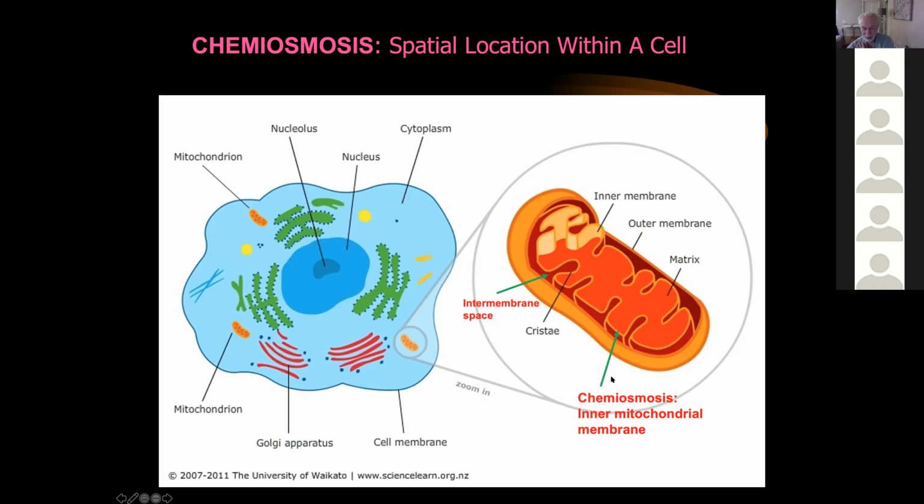And chemiosmosis occurs across this inner mitochondrial membrane. That's where the proton gradient is generated. And when the protons pass through this inner membrane, they generate ATP.